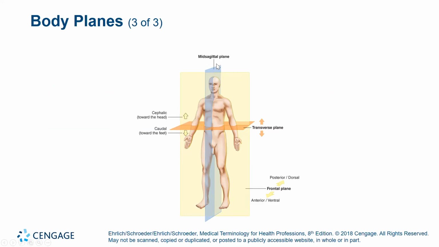Here again, the mid-sagittal divides it into equal left and right halves. Transverse divides the body into superior and inferior, and frontal divides the body into anterior and posterior.